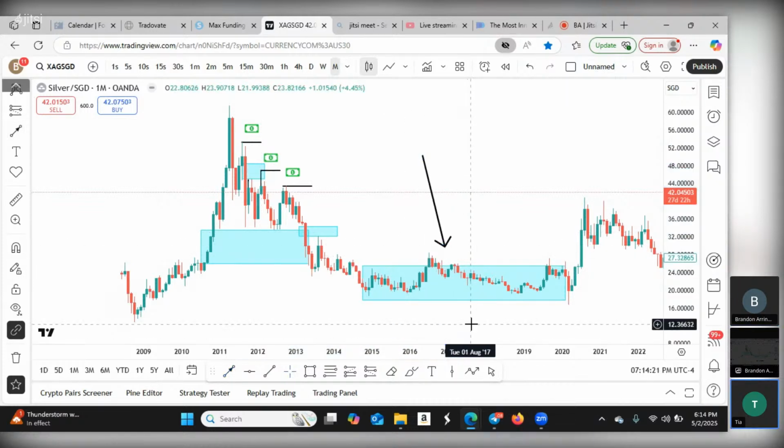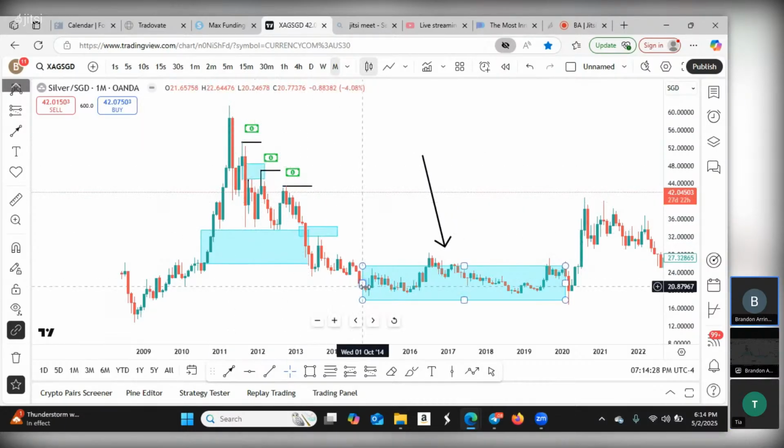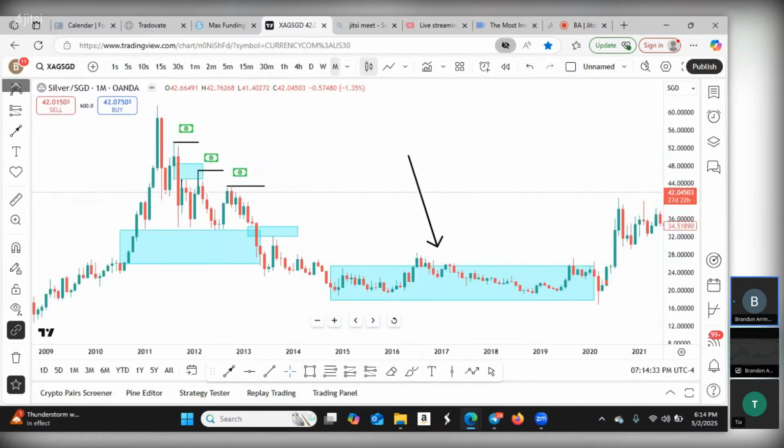We dropped down to a discount price. So after a strong decline like this, it's going to take a while for price to build back up. You see what I'm saying?